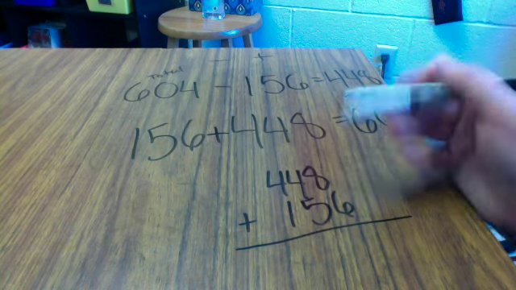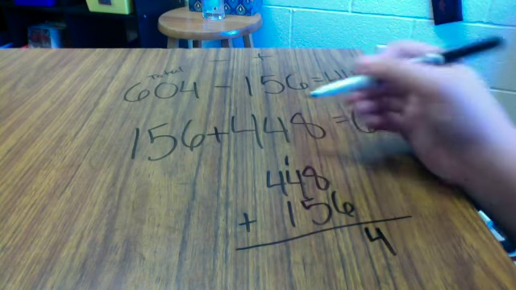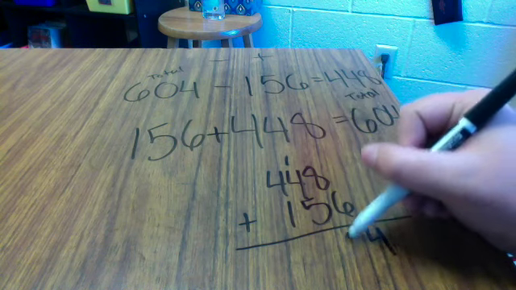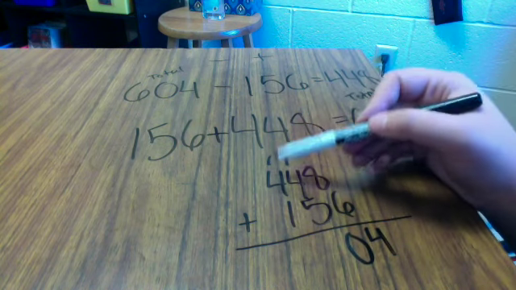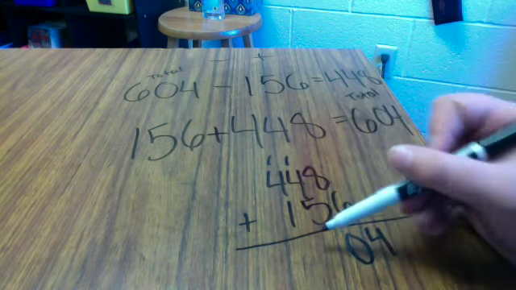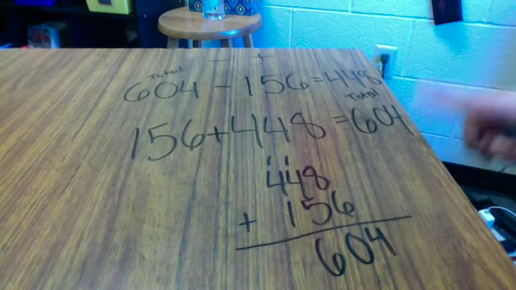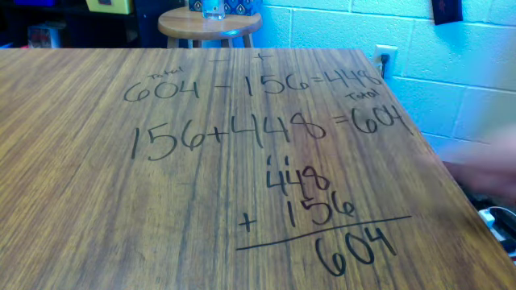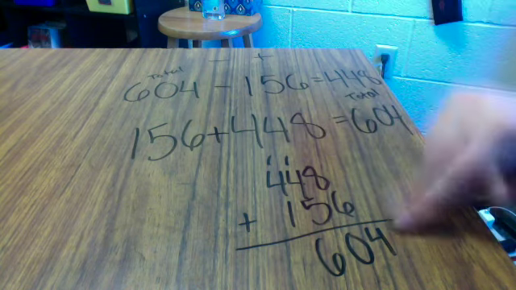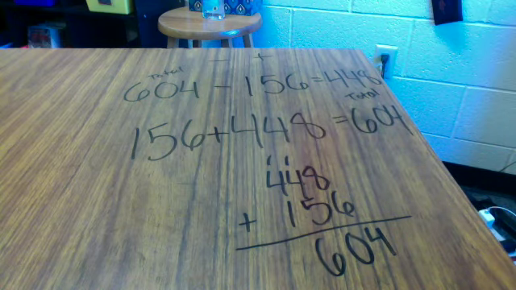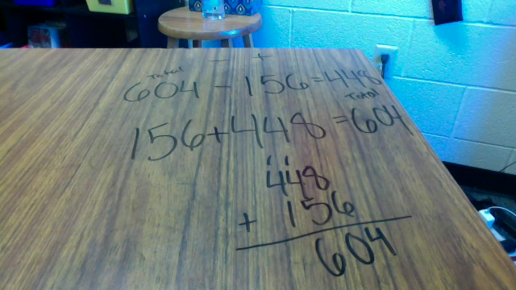So 8 plus 6 is 14. 1 plus 4 is 5. So 5 plus 5 is 10. And then 1 plus 4 is 5, so 5 plus 1 is 6. 604. 604 is the same. 448 is the same. 156 is the same. Same as up here. 604 is right there. 156, 448. So that would be how I check my answer with the inverse operation.